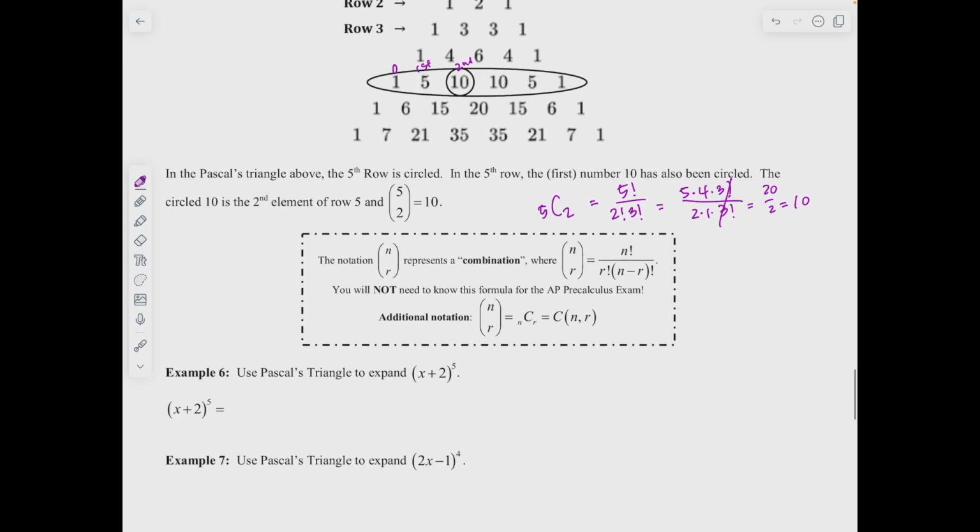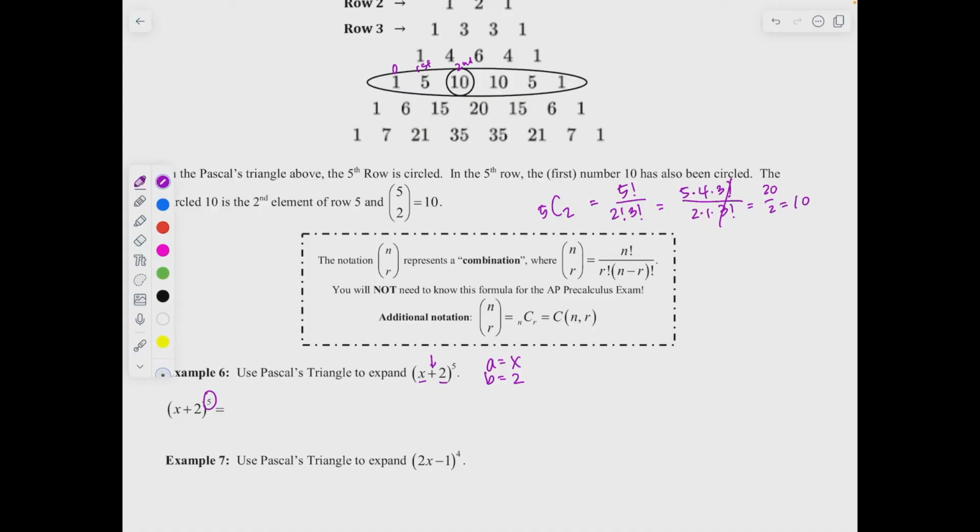So let's just talk about how to use this. We're going to use Pascal's triangle to expand (x + 2) to the fifth power. A couple of things we want to know. First of all, the first term in your binomial is x. The second term in your binomial is 2. Because it's a plus sign, every single term is going to be addition. Okay, it's to the fifth power.